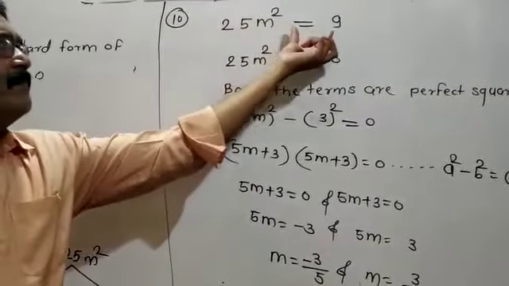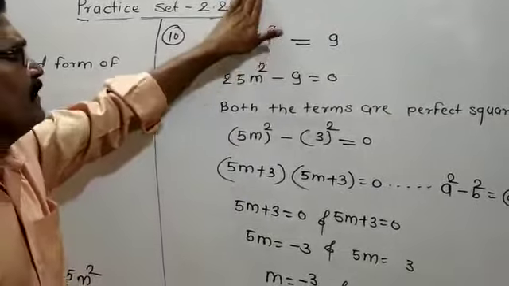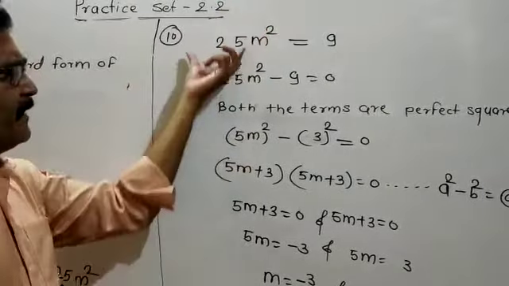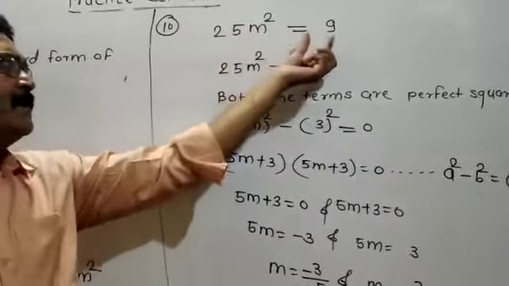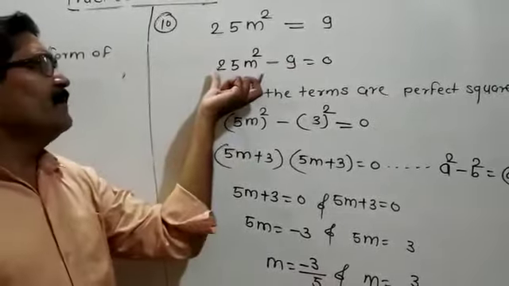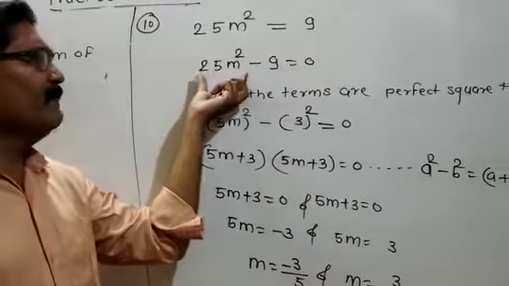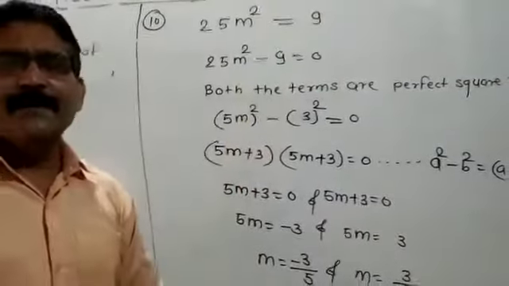10m square is equal to 9. 10th question, 25m square is equal to 9. You have to transpose this 9 from right to left, this plus 9 becomes minus 9. If you observe, the middle term is not given. So this is the first term, this is the last term, and both are square terms.